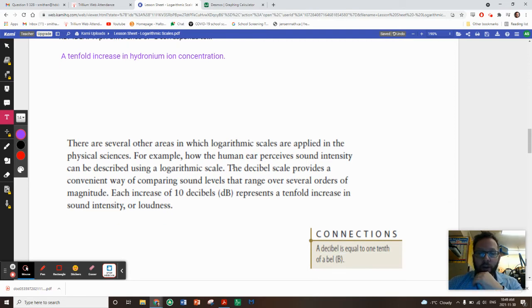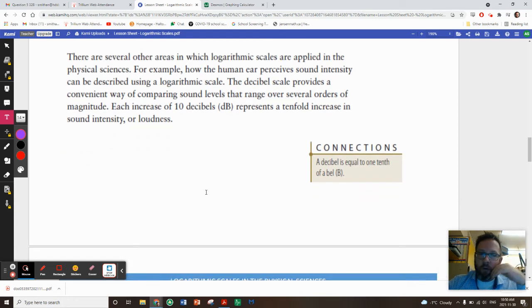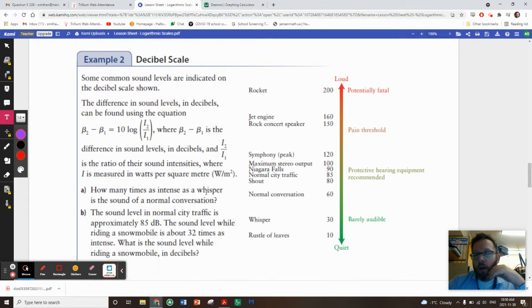Another scale used in the sciences is for sound intensity, the decibel. The decibel scale we're going to look at in a second allows you to compare how intense one sound is over another. And in the pH scale, an increase of 1 in pH level corresponded to a factor of 10 increase. On the decibel scale, an increase of 10 decibels represents a 10-fold increase in sound intensity. And so I've just lifted the diagram from the McGraw-Hill Ryerson textbook.